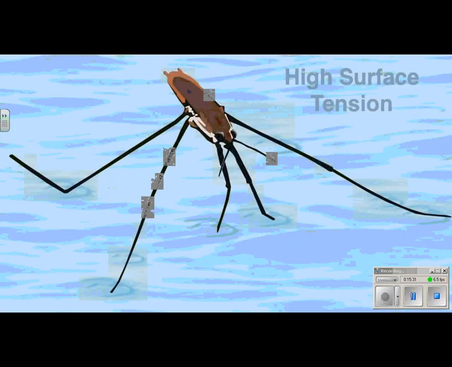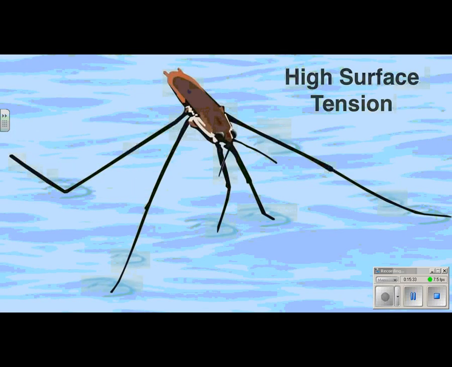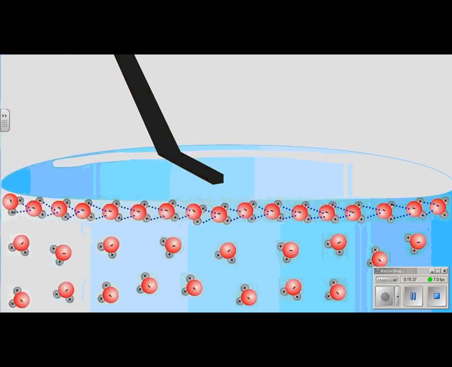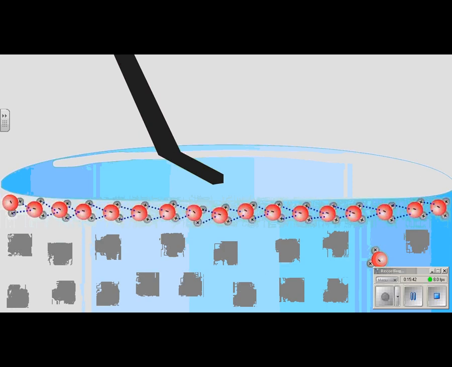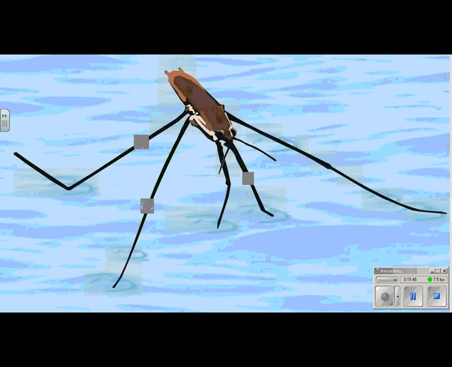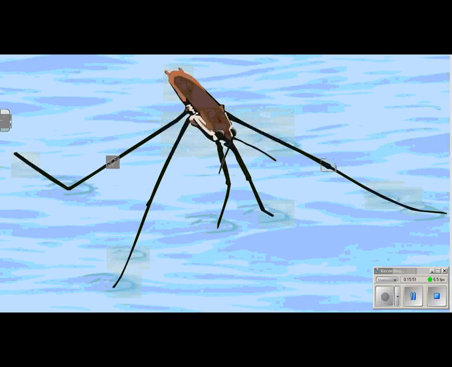Water also has a high level of surface tension. Because water molecules at the surface are more strongly attracted to each other than to the air above, water molecules cling tightly to each other. The surface tension of water explains why it beads up on waxy surfaces, and why water-striding insects are able to walk on the surface of water.